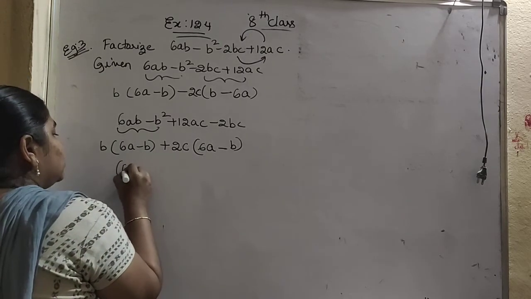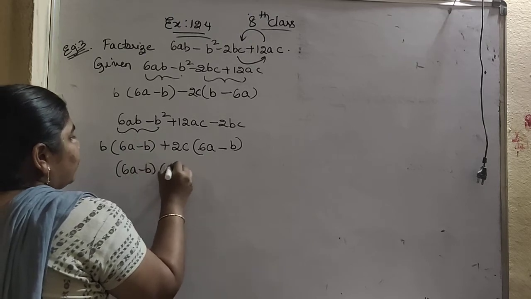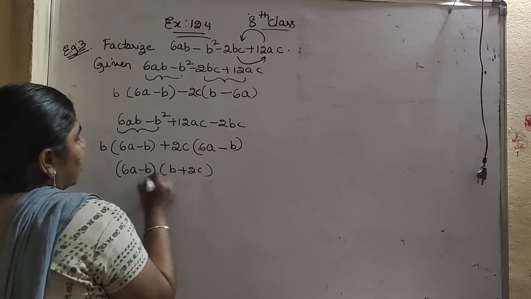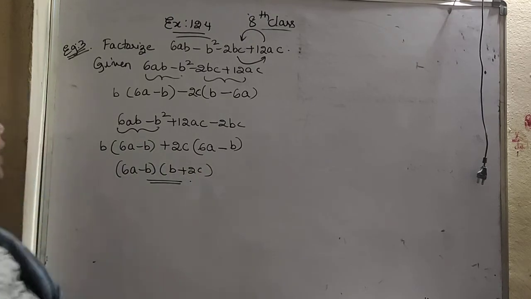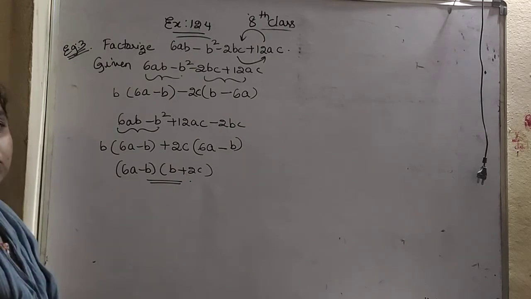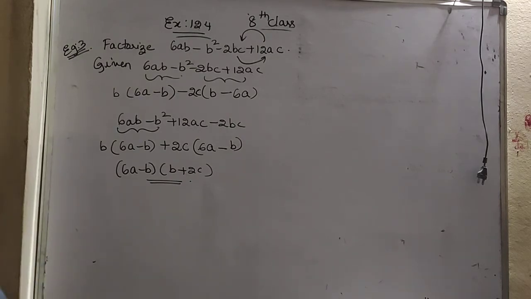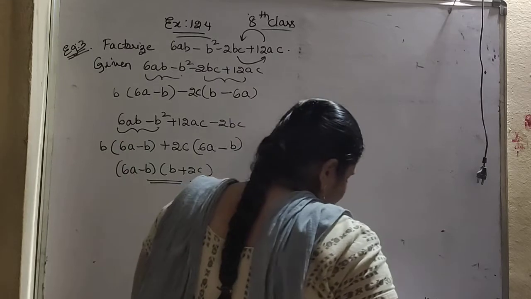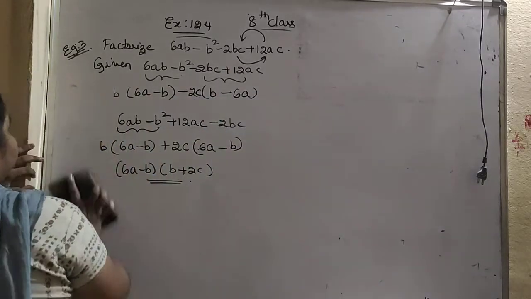So what are the factors? 6a minus b is one factor. b plus 2c is the other factor. So these are the 2 factors for the given expression. So this is our example number 3. Next is example number 4.